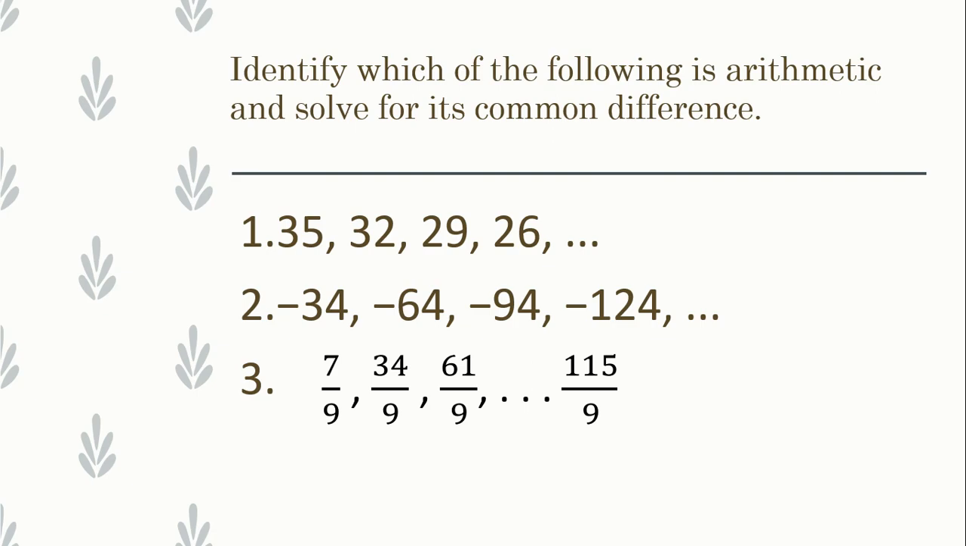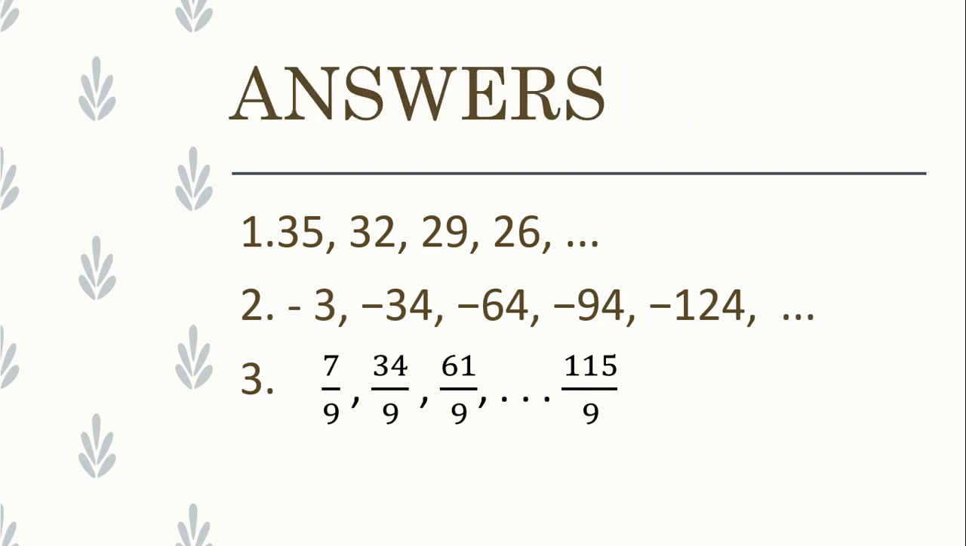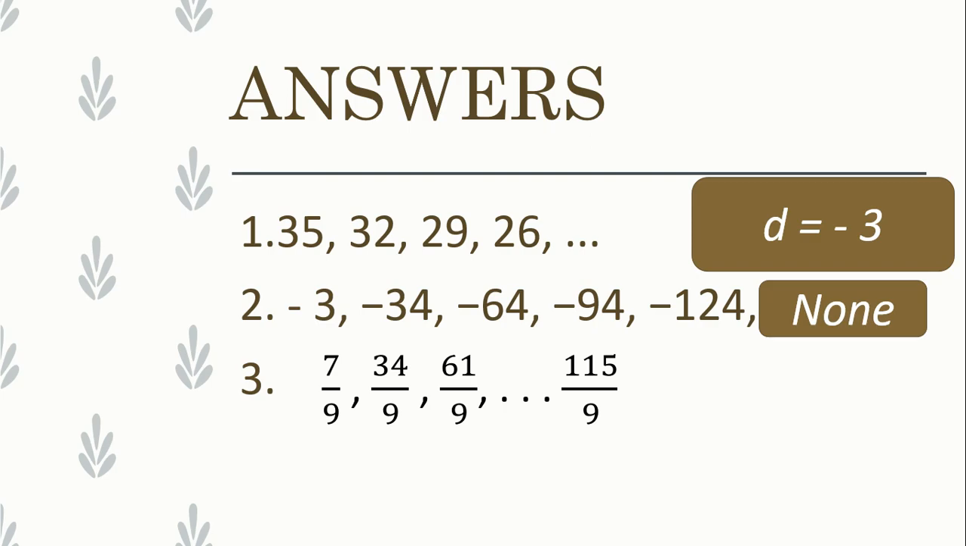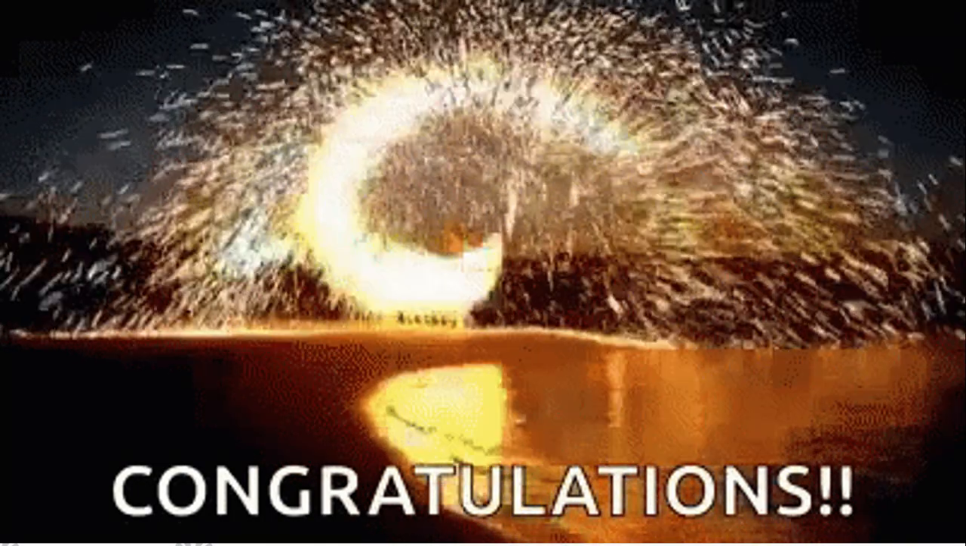I will just show to you the answers. The answers are, number 1, that is an arithmetic sequence which has a common difference of negative 3. Number 2, it is not an arithmetic sequence because it does not have a common difference. Number 3, that is an arithmetic sequence having the common difference of 3. Did you get all the answers correctly? If so, congratulations!